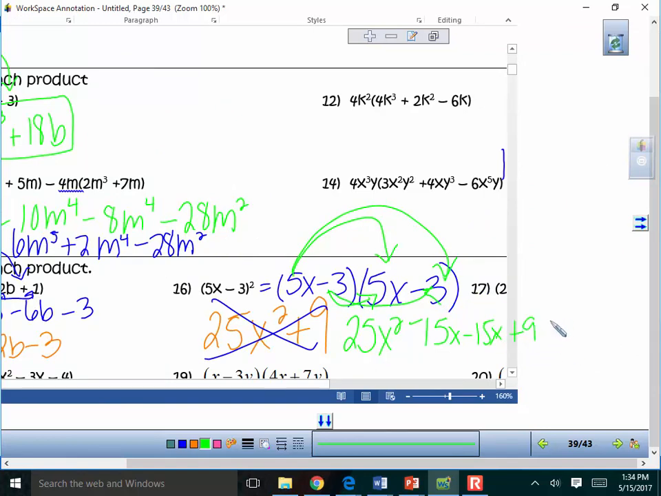Okay, now some of you look at that and you see negative 15x, and you just want to throw up your hands and say, oh, we'll just cancel them out. But you can't, because negative 15x minus 15x isn't 0. What is it? Negative 30x. Very good. So our final answer is 25x squared minus 30x plus 9. Any questions here? Questions? Anybody? Okay.